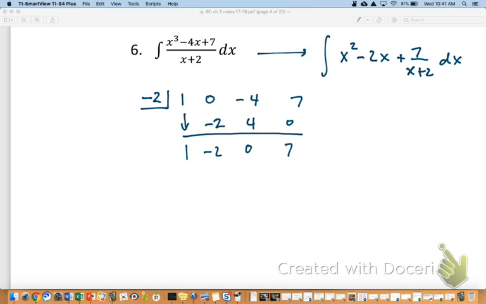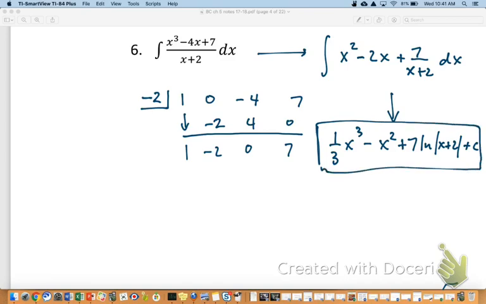Okay, so then that is in a much easier form for us to handle. So it's basically 2 power rules and a ln. So I would say 1/3 x cubed minus x squared plus 7 natural log absolute value x plus 2. Don't forget the plus c.